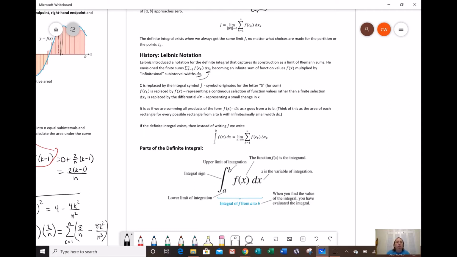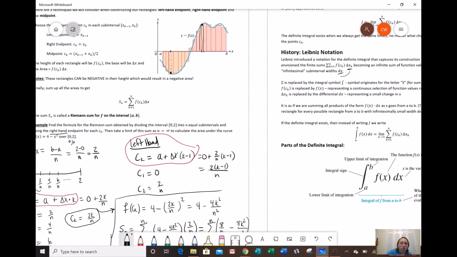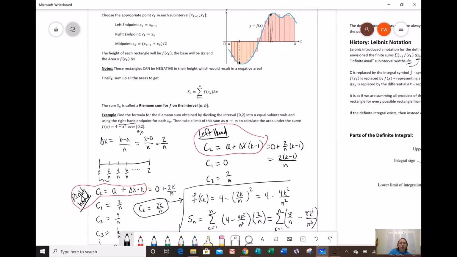Alright, so if the definite integral exists, this is how he's saying we can write it. We can write it as the integral from a to b of f of x dx. So if I write this notation right now, I simply mean do what we did on the previous problem. That's it. So this previous problem over here, we could have written in this format. Why not? Let's go do it. So in this problem, the formula would have been the integral from 0 to 2 of our f of x, which was 4 minus x squared, and then we put dx. This notation means do all this mess.